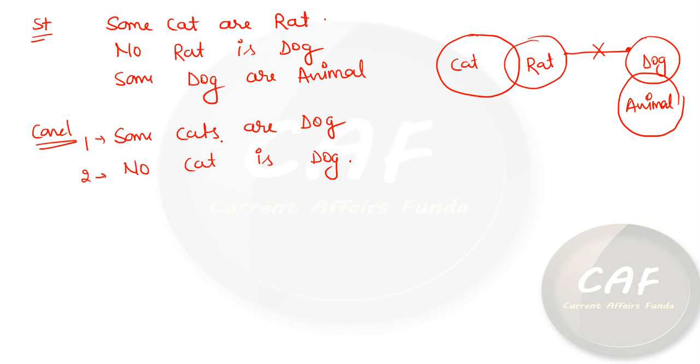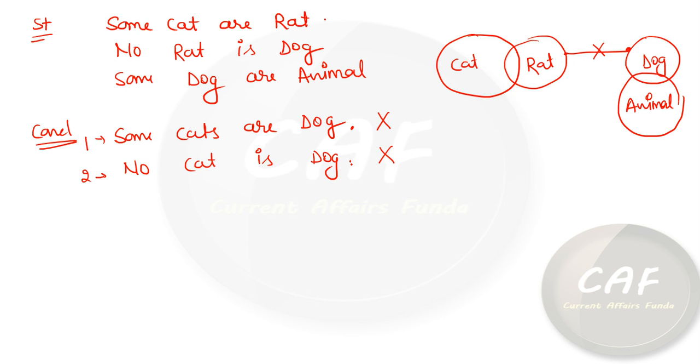The first conclusion is saying some cats are dogs. Cat is this one and dog is this one. From these statements we are not confirmed whether some cats are dogs or not. They may be or they may not be. If the conclusion is doubtful, then it will not follow. The second is no cat is dog. Cat is here and dog is here. Maybe some cats may be dogs or may not be dogs. So this is also a doubtful condition, so we will make a cross here, that means it will not follow.